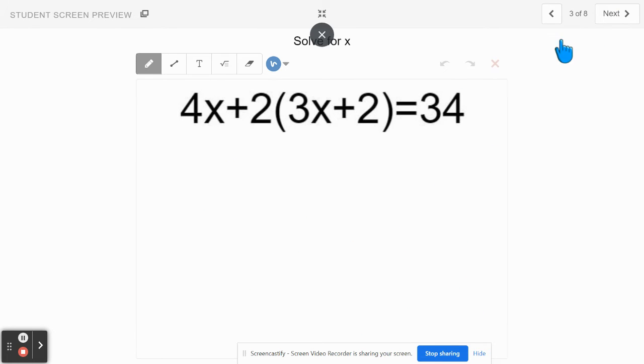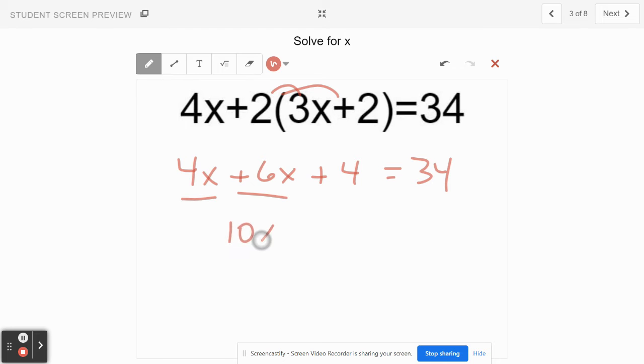Go ahead and solve this for me. We're not going to do a bunch of these. See, there's only 8 slides. I want you to just make sure, review what we're doing. Go ahead and solve this for me. All right. Combine like terms. 10x plus 4 equals 34.